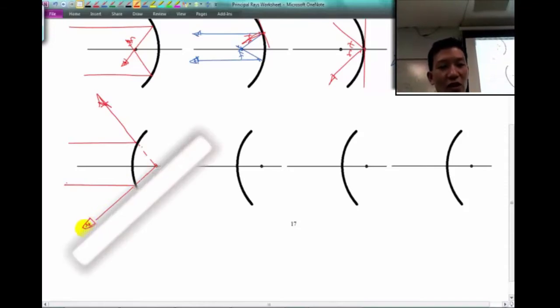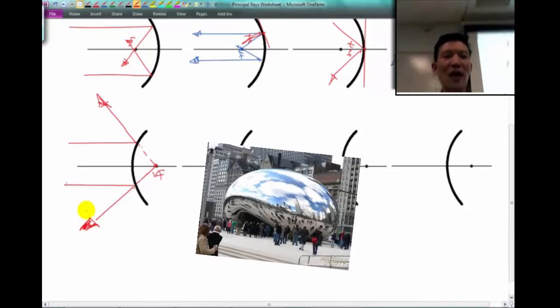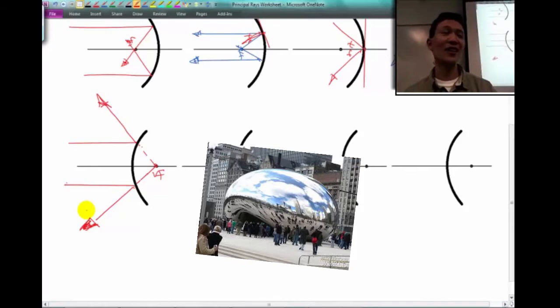You know, I bet the artist who designed the Cloud Gate, the bean that we have at Millennium Park, actually sat down a little bit with some calculators and sketches to figure out the different focal lengths for the different curves to get some cool, funky effects there. Anyhow, next, ray number 2.